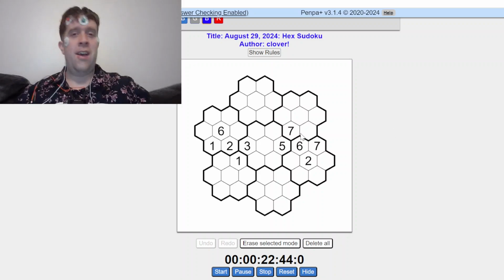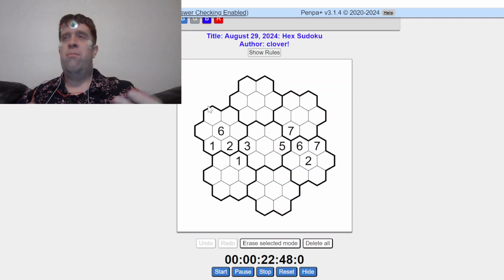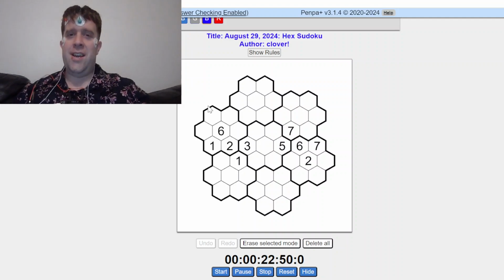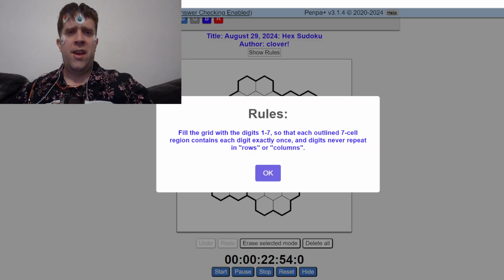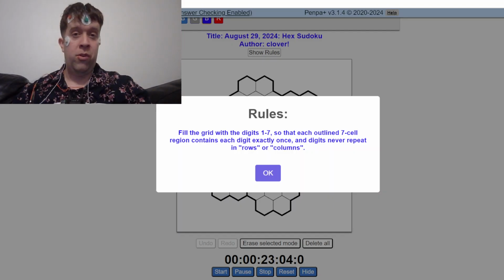This is Hex Sudoku. Now, normal Sudoku rules may not necessarily apply in the way that you think. So I'm going to bring up Clover's version of the rules. And that is, fill the digits with 1 to 7 so that each outlined 7 cell region contains each digit exactly once, and digits never repeat in rows or columns.